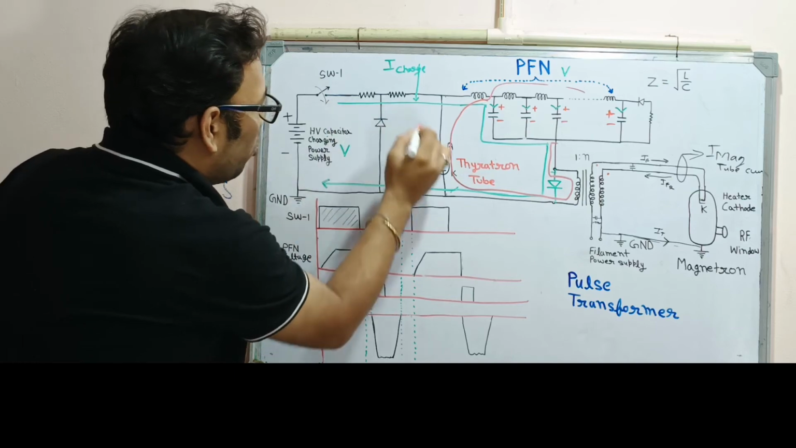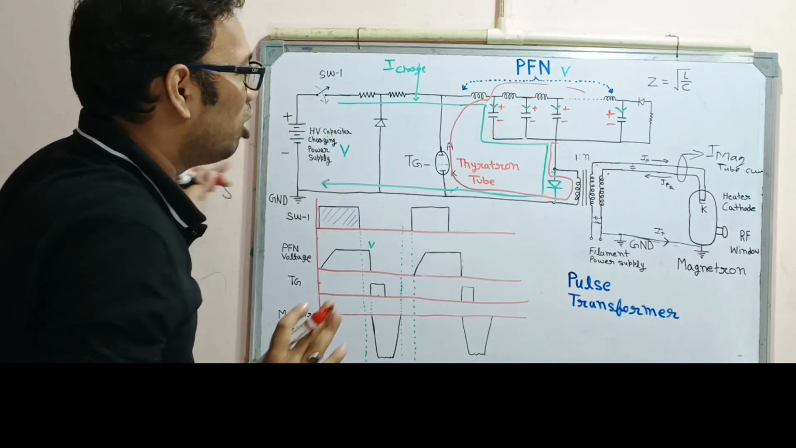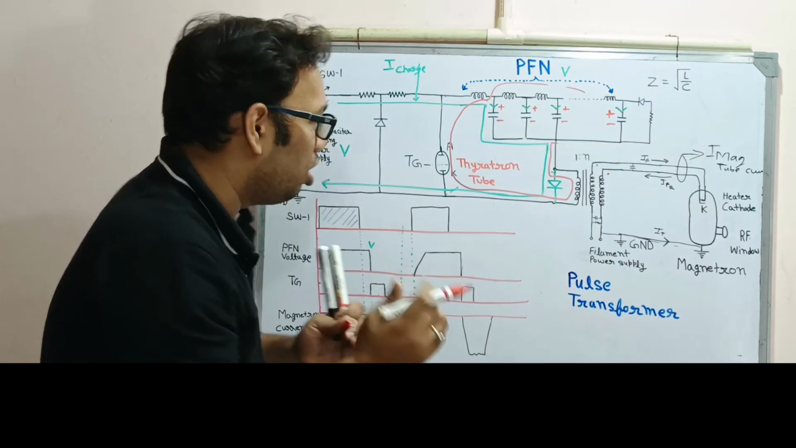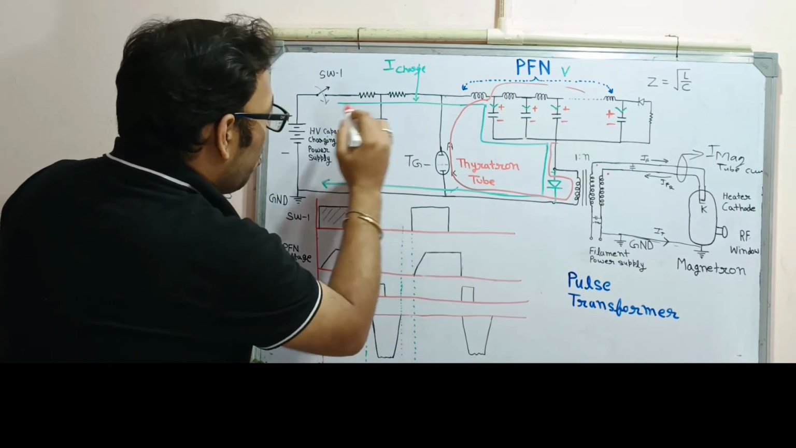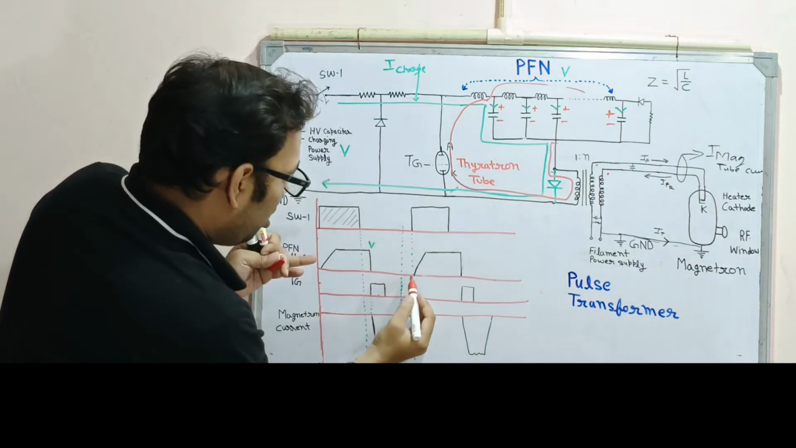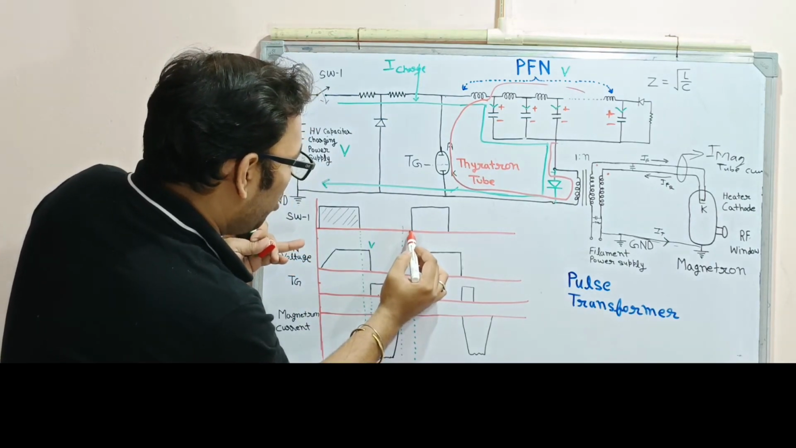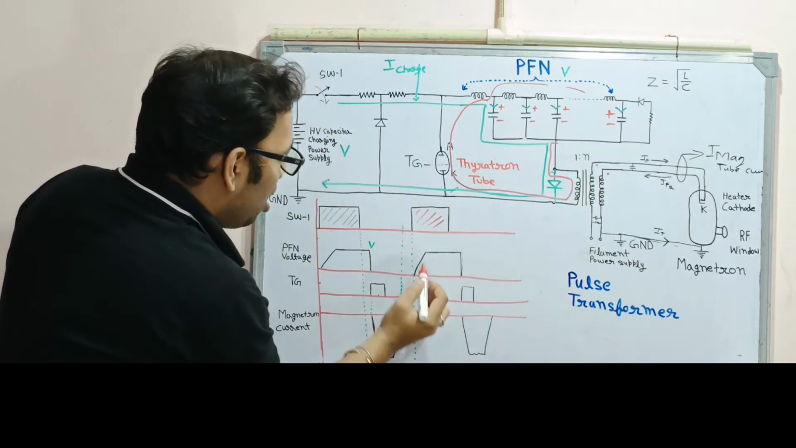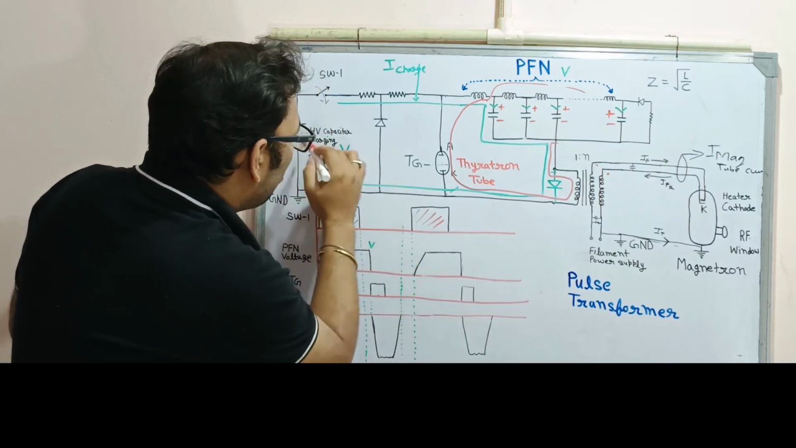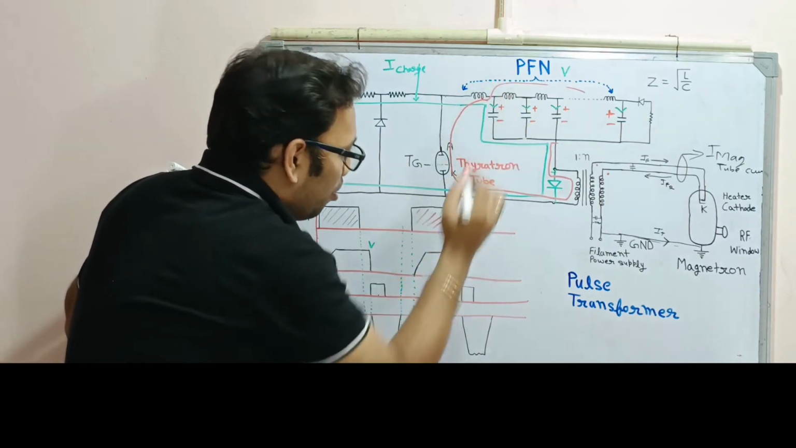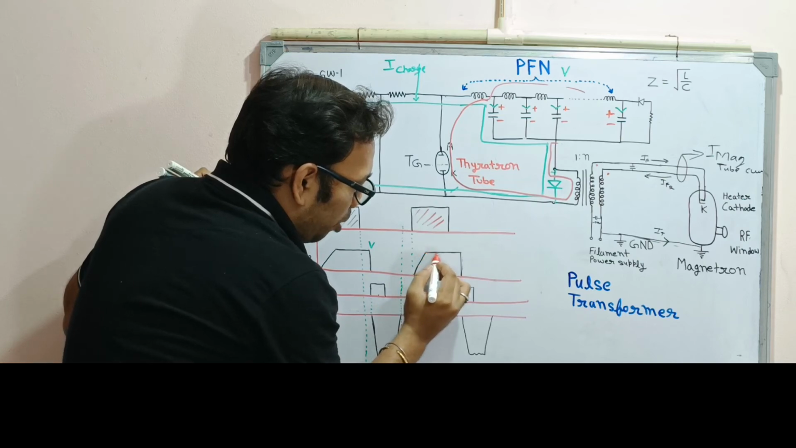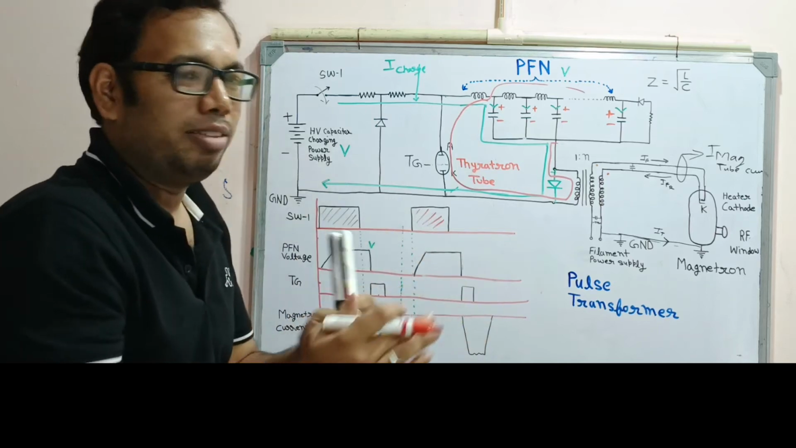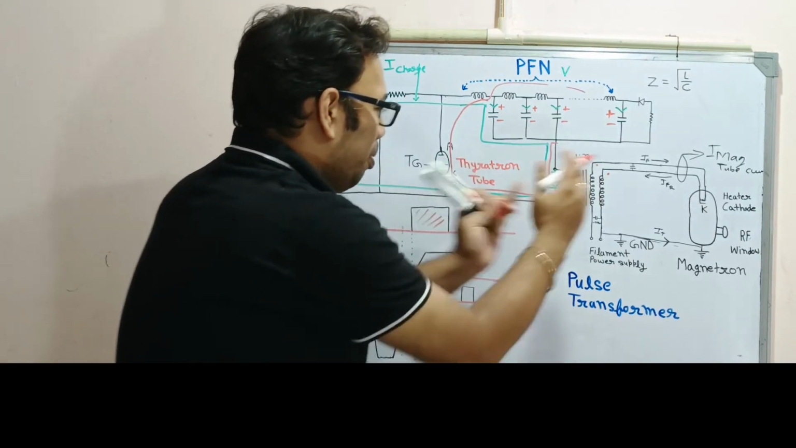Otherwise it will discharge, my power supply will get short circuited and it will be damaged. So in that period we have to give some margin, a dead zone. After the dead zone we fire again: when the gate command for the switch is given, the HUPS power supply starts again and charges the PFN. The PFN charges to this potential, and this section keeps repeating.